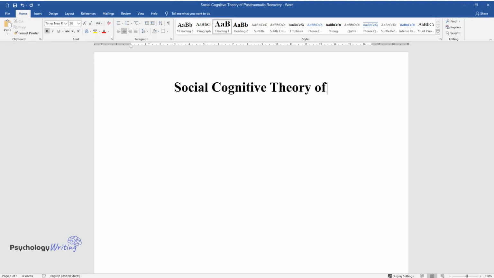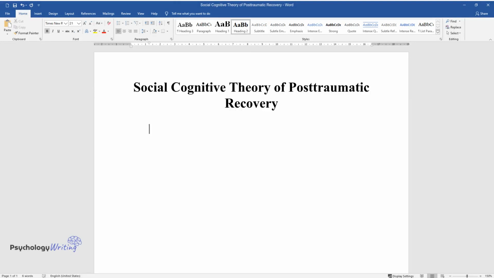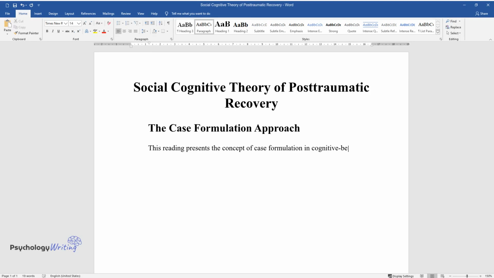Social Cognitive Theory of Post-Traumatic Recovery. The Case Formulation Approach. This reading presents the concept of case formulation in cognitive behavior therapy, CBT, and explains its importance as well as its main elements.